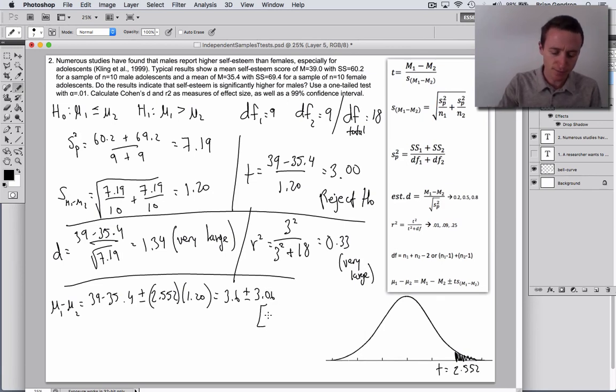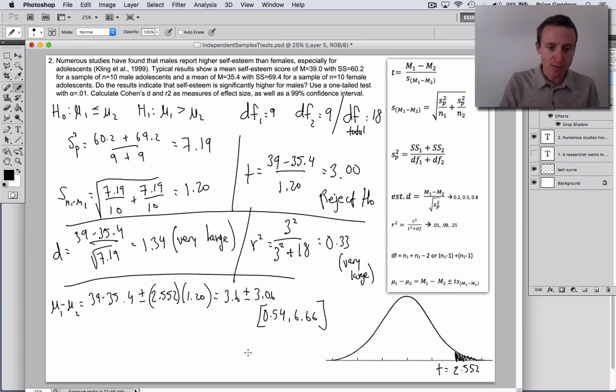So we get the following: 0.54 on the lower end and 6.66 on the upper end. So we are 99% confident, based on probability, of course, that the true mean difference in self-esteem reports between males and females is between 0.54 and 6.66. All right, there you have it.